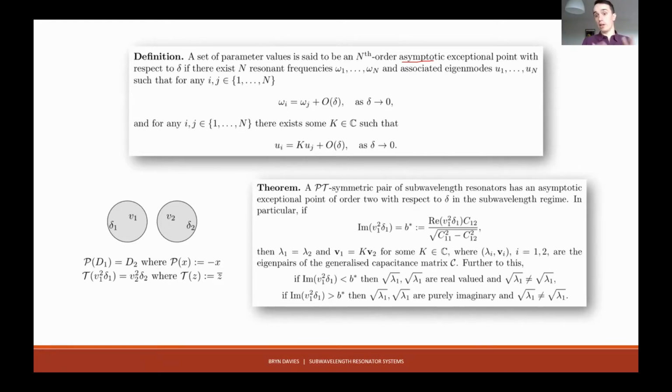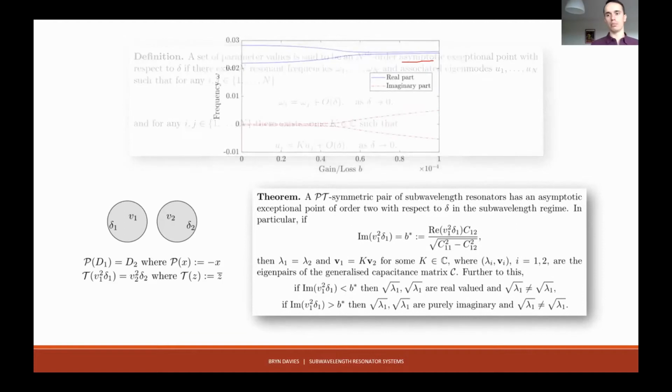The reason is that this radiation condition means that the symmetries that we're imposing on the resonators don't extend to the far field, and hence at these exceptional points that we're searching for, we don't get exact degeneracy. Now, with this definition in mind, we're able to show that a system of two resonators, depicted on the left here, supports an asymptotic exceptional point of order 2, and indeed we can calculate the appropriate parameter values to make that happen.